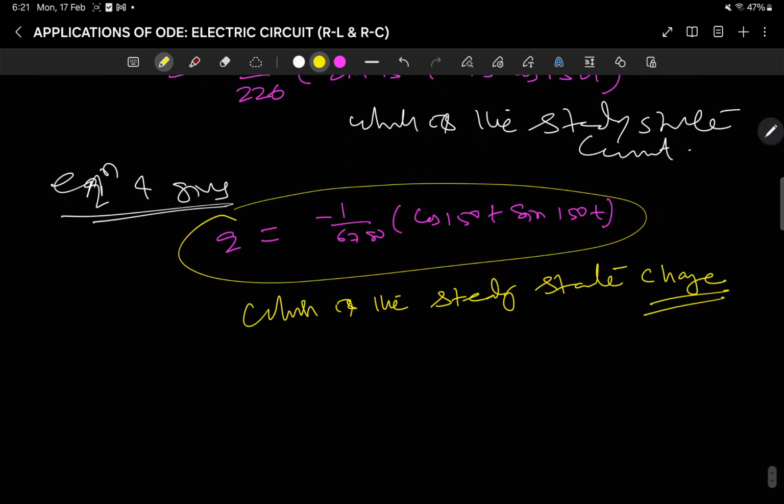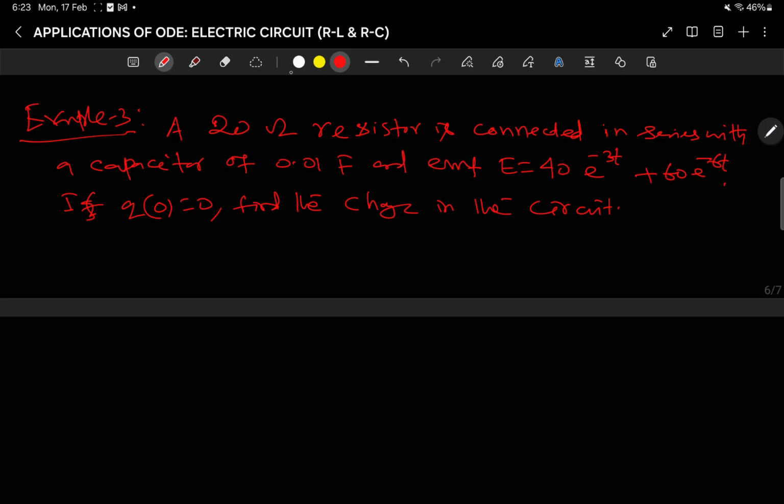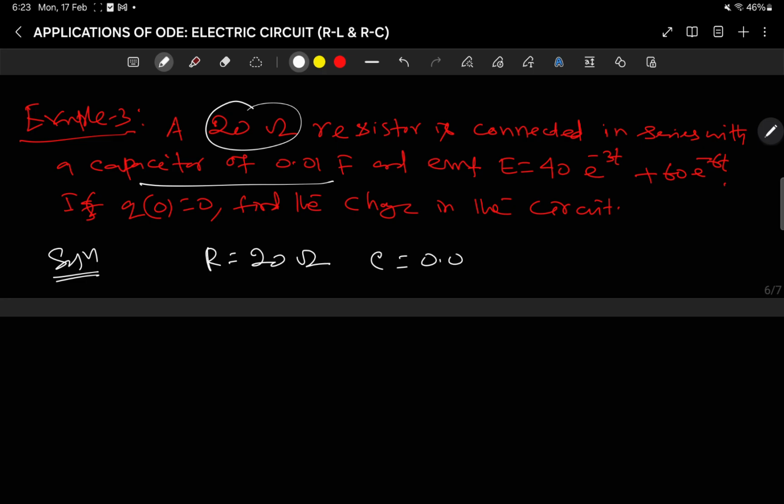Now coming to the final example, which is on the RC circuit. Now coming to the solution, here R is 20 ohm, R connected in series with a capacitance, C is 0.01 farad, and E is 40 e to the power minus 3t plus 60 e to the power minus 60, and you are asked to find what is Qt.